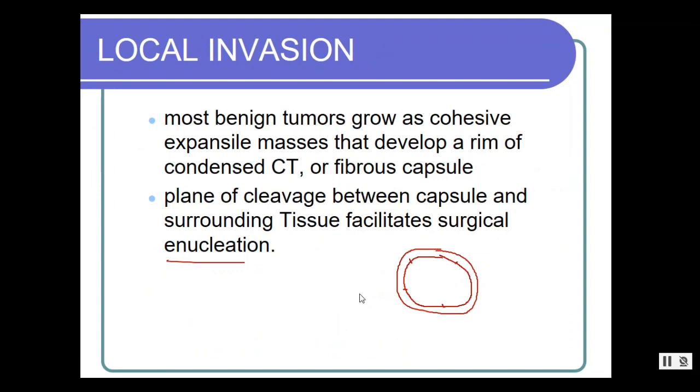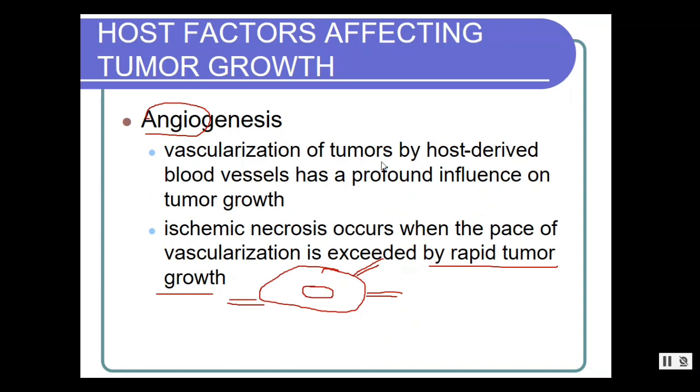Now, this is what I was mentioning a while ago. Usually, benign tumors have a capsule. So, once the doctor or the surgeon enucleates it, they take it out, it is very easy. There is easier enucleation. Now, this is to explain that ischemic necrosis I was referring to a while ago.